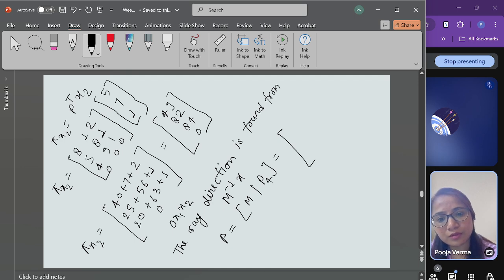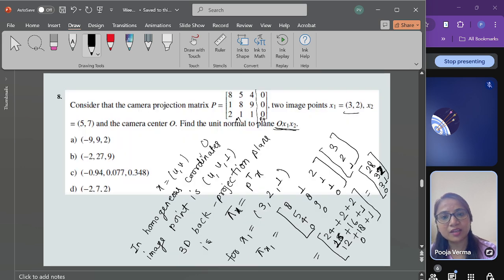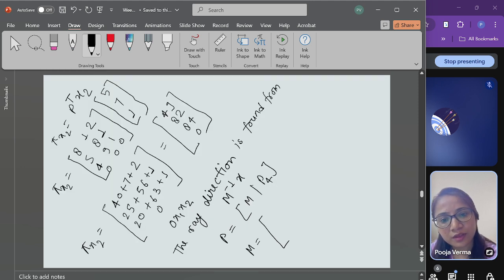So M is given, so I am not writing the whole P matrix again. Now we need to directly write M. I already told this in the previous slide. So what will be the values of the M matrix? 8, 5, 4, 1, 8, 9 and 2, 1, 1.